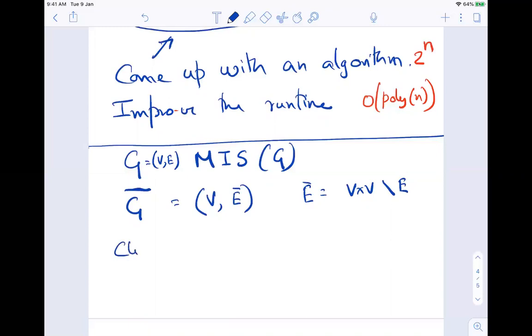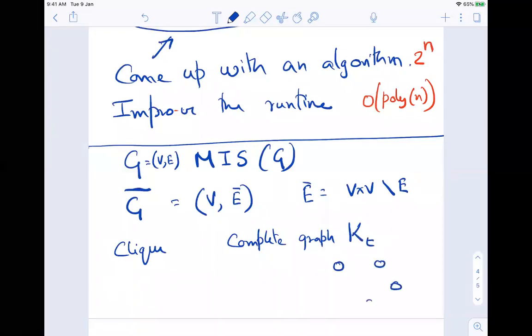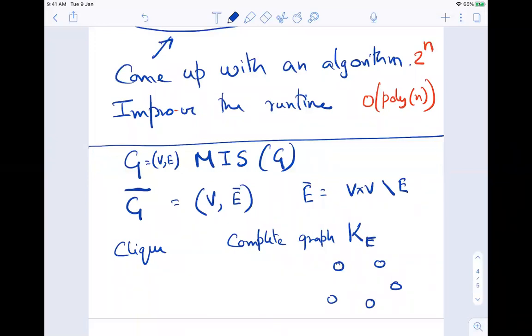Now, what is a clique? You know a complete graph. What is a complete graph? All the possible edges are there. Exactly. So a complete graph, which is denoted as K_t, is a set of t vertices where all the possible edges are there. Like here it is a K5. This is a complete graph. You can have K6, K7, you can have K anything.